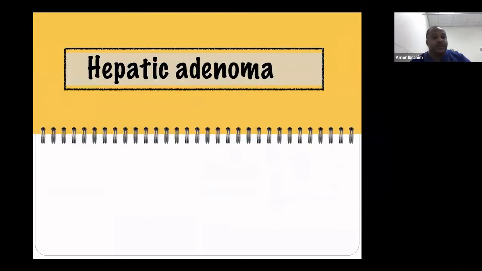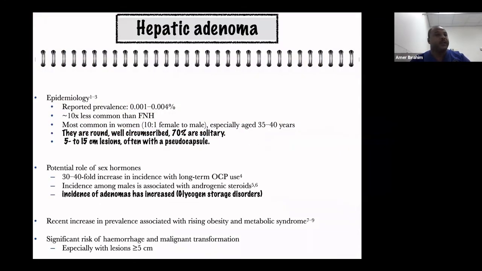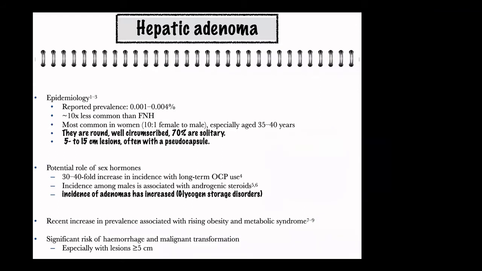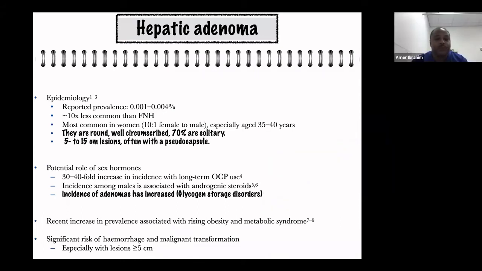So next is hepatic adenoma. What is this hepatic adenoma? Epidemiologically, it's a rare disease, not very common, and less common than focal nodular hyperplasia. Most commonly it's present in women, at 10 to 1 female to male, and most of the time in the third and fourth decade of life.